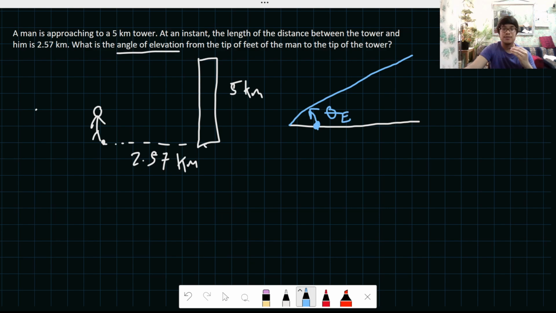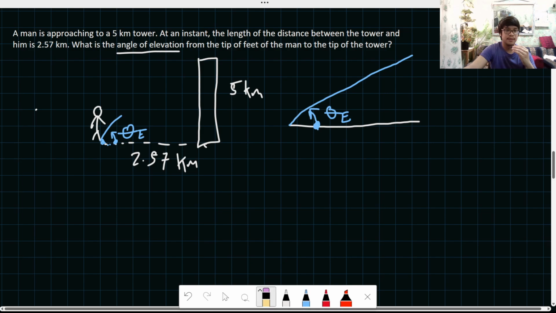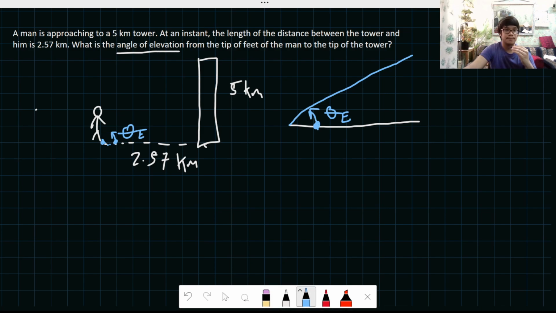So here, the angle of elevation from the tip of the feet of the man to the tip of the tower means that from this horizontal line, from here going up. So starting from the feet of the man, wait, let me fix this. From the feet of the man, then going to the tip of the tower. So yes, we're going to find the angle of elevation in this tower.